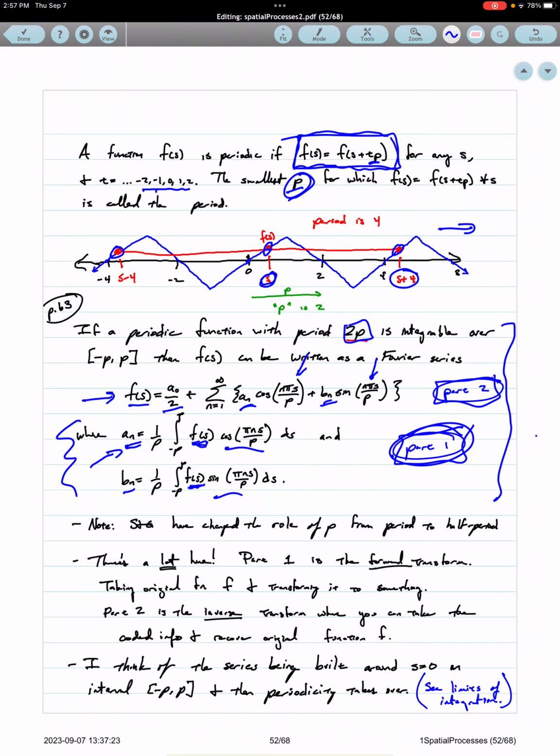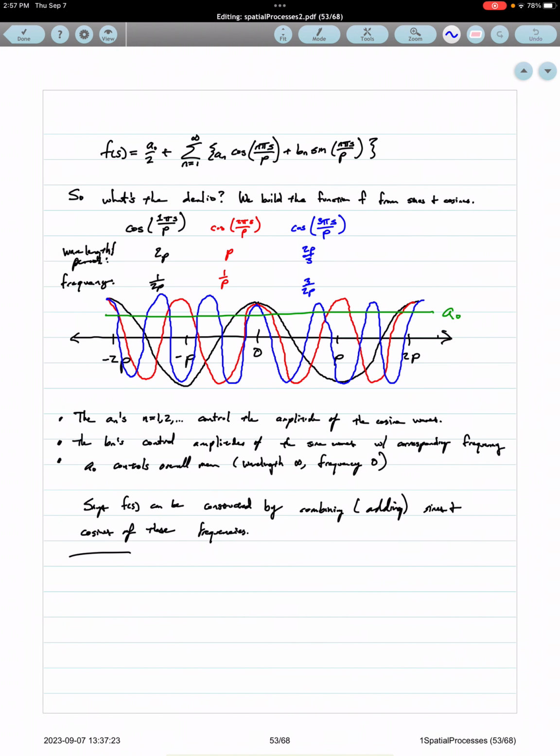So I think we've said everything in these notes. We've noticed that the role of p has changed from the top half of this slide to the bottom. We've talked about how there's a lot in this definition. There's the forward transform in part 1 and the inverse transform in part 2. And we've said that, if we know the function on the interval from negative p to p, we know the entire function because, of course, it's periodic with period 2p.